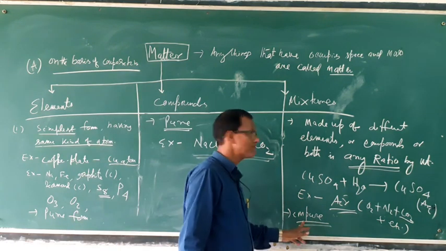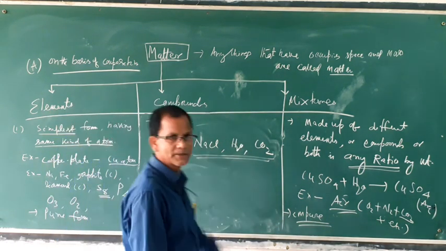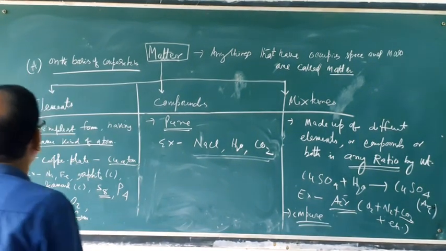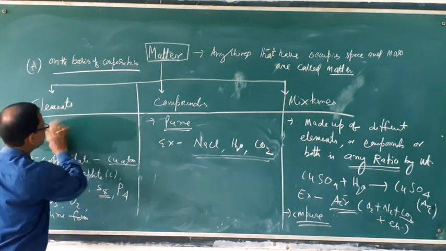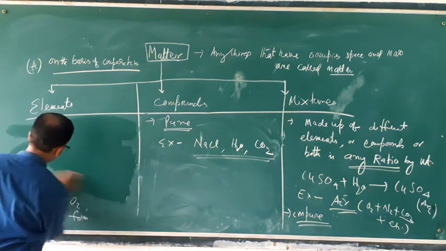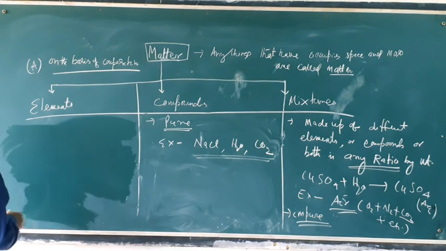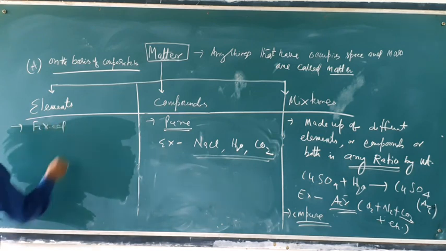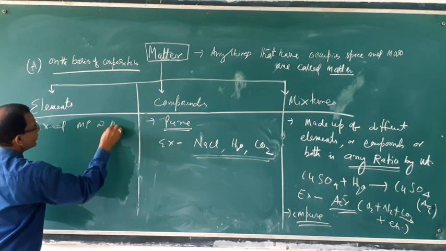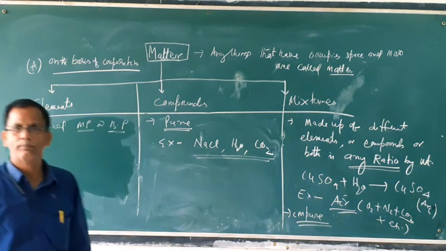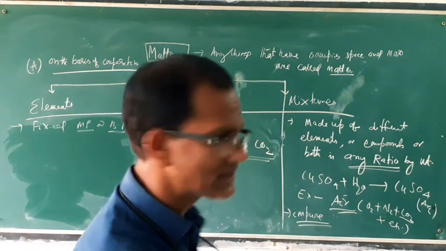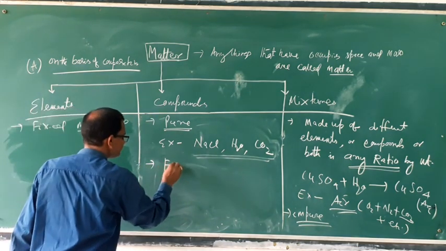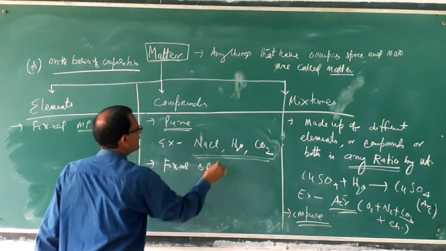A mixture is an impure substance. Elements and compounds are pure substances. Another important difference between element, compound and mixture is the fixed melting point and boiling point. If it is a liquid, it boils. If it is solid, it melts. So the melting point and boiling point of an element are fixed. In the case of compounds, also the same, fixed boiling point and melting point.